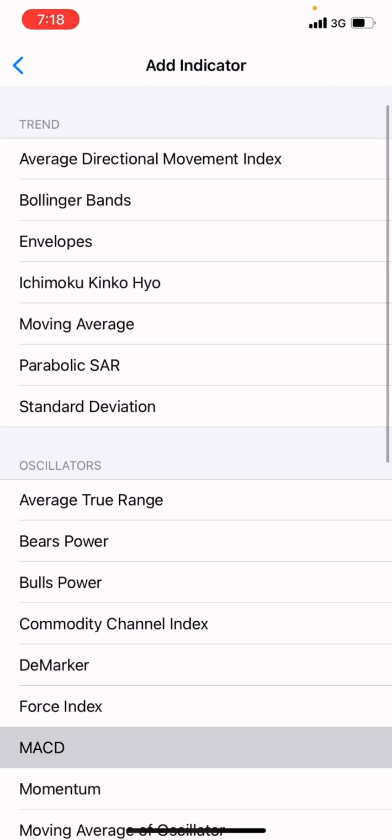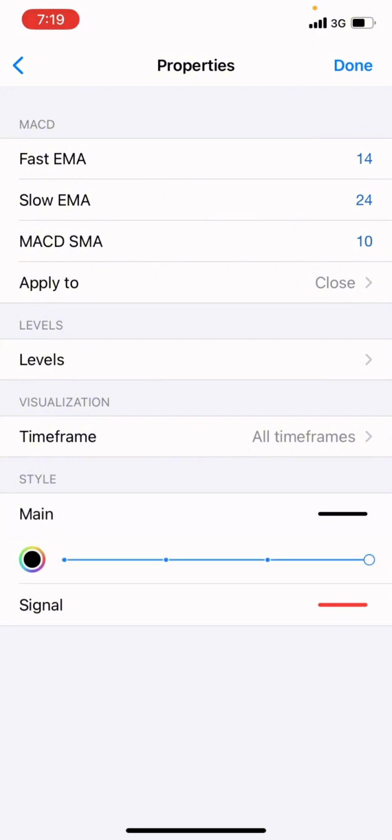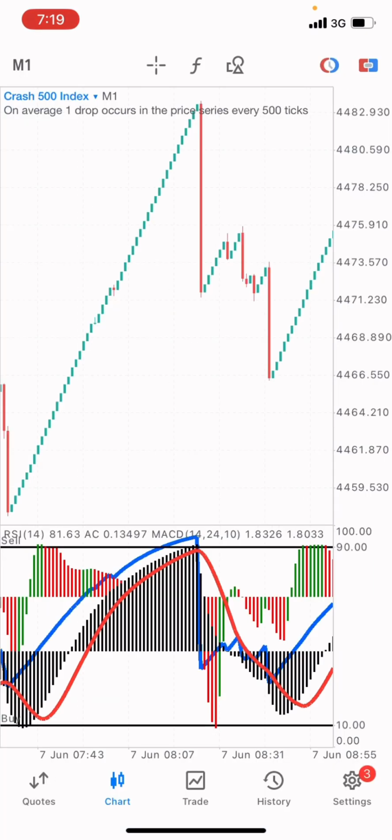Okay, for the MACD, if you want to add the MACD, remember you can trade this with the accelerator oscillator and the RSI alone. But if you want to put in the MACD so that you can use it together with the accelerator oscillator, you can put on the MACD on fast EMA for the parameters on 14, slow EMA 24, just as you can see right here on my screen. The main is going to be on 4 pixels, the color is going to be on black, signal 4 pixels, color red. Then you click on done. Now this is for crash 500 index alone.